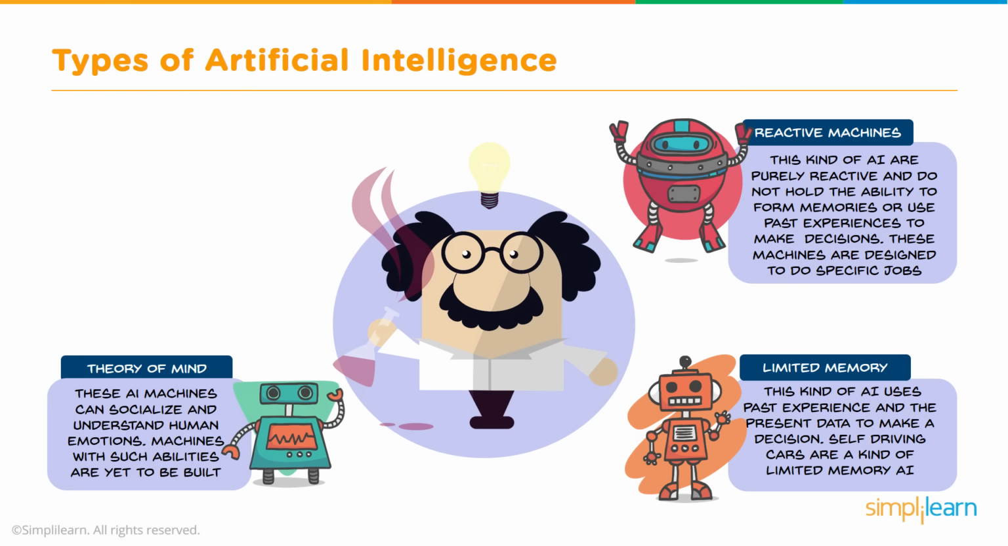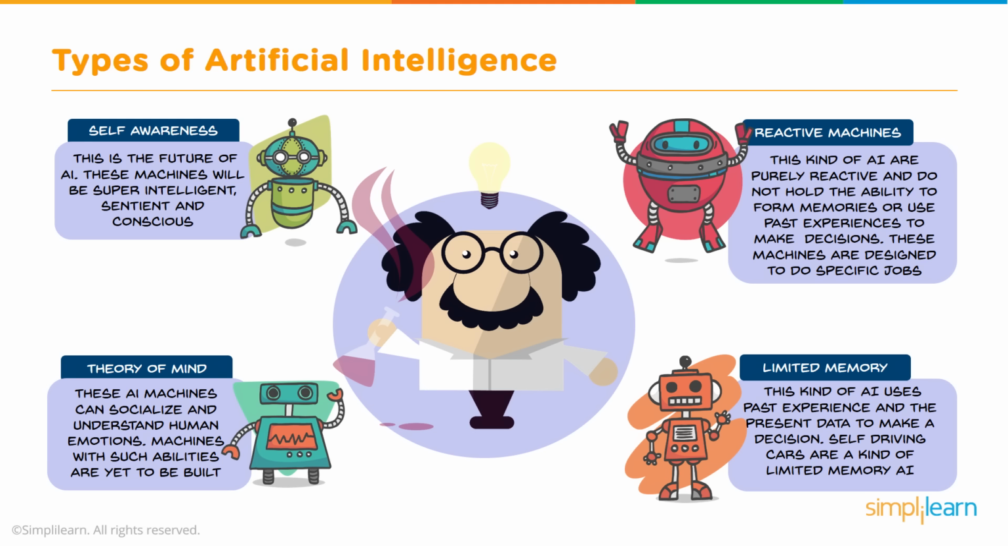Theory of mind. These AI machines can socialize and understand human emotions. Machines with such abilities are yet to be developed. Of course, that's under debate because there are a lot of places working on the theory of mind and having it be able to cognitively understand somebody based on the environment, their facial features, all kinds of things, and evolve with them. So they have some kind of reflective ability to evolve with that. And finally, self-awareness. This is the future of AI. These machines will be super intelligent, sentient, and conscious.